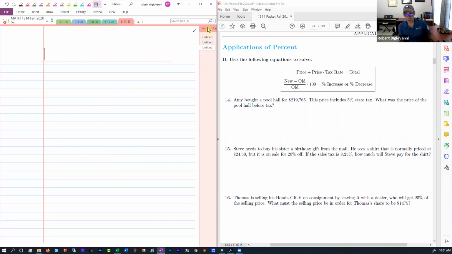The first one is price plus price times tax rate equals total. Now I'm going to write that a different way. On my page, I'm going to write total equals price plus price times R, where R is going to stand for the tax rate.